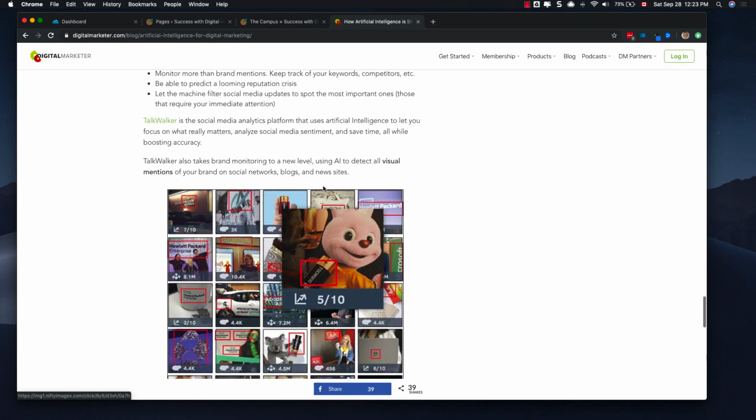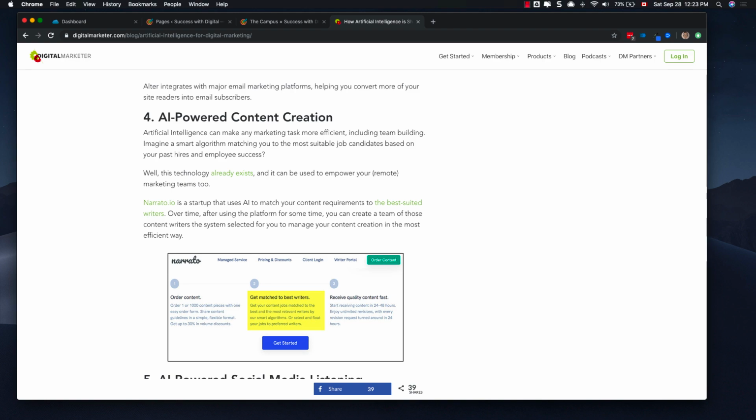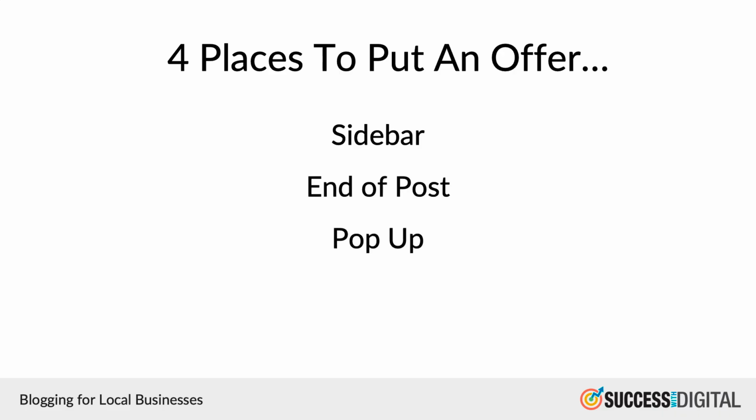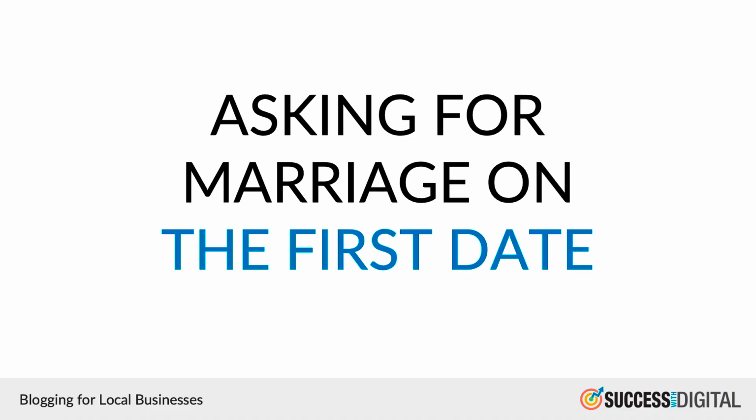So when you've written your content and you know that it's based on a specific sales goal, then you can ask yourself, what type of offer do we want to make to the person reading this post? And where would it be best to have those offers? One thing we have to think about is that we want to make sure we're not asking for marriage on a first date.